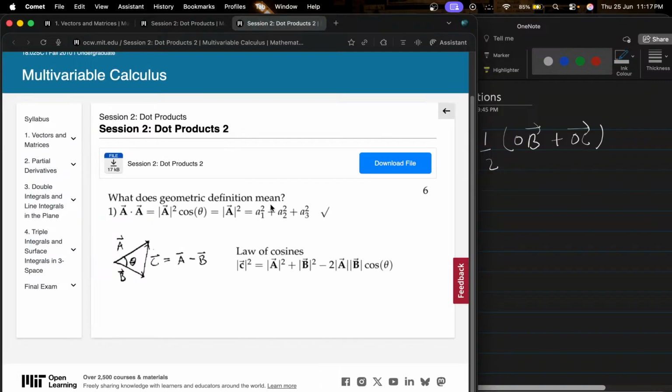What does geometric definition mean? Yeah, so this is the whole thing that we studied in this lecture. So how can we expand it? This is how we can expand it. All right, and yeah, here vector C equals A minus B.